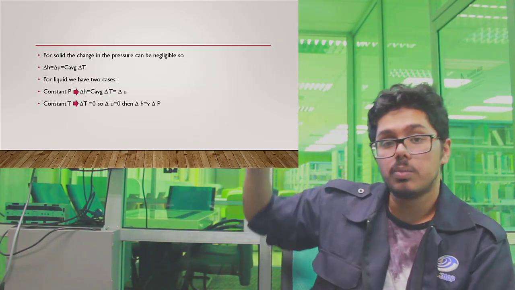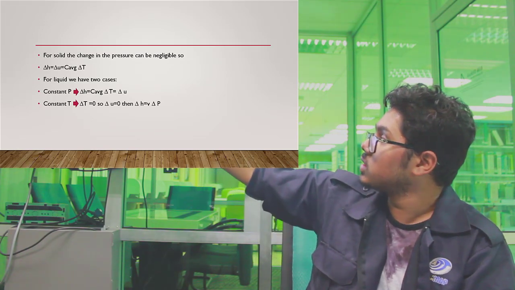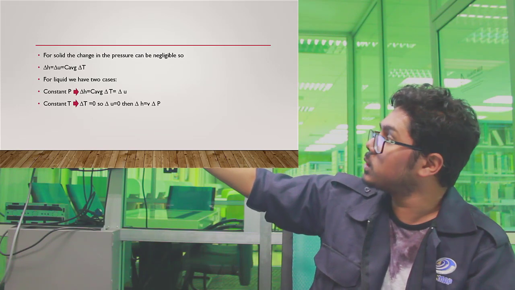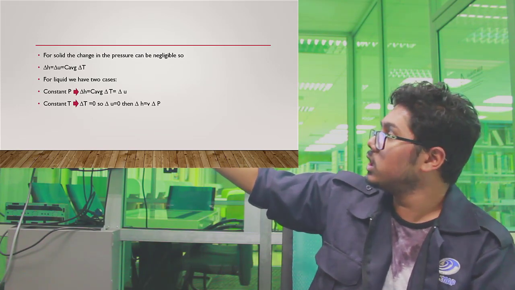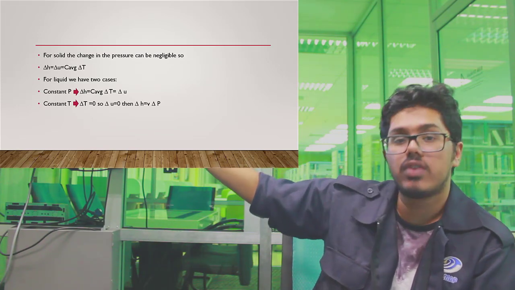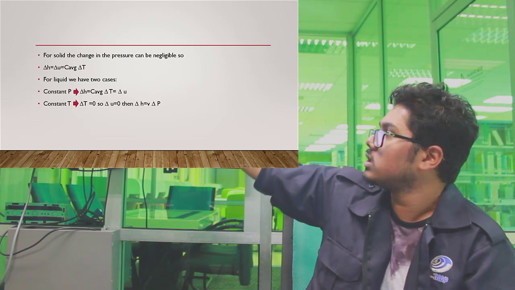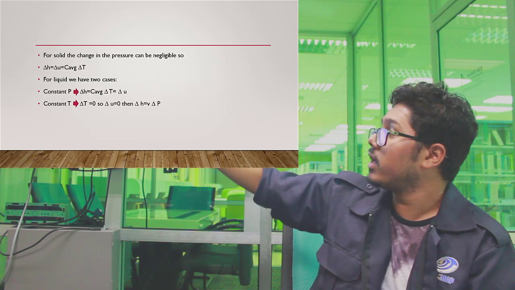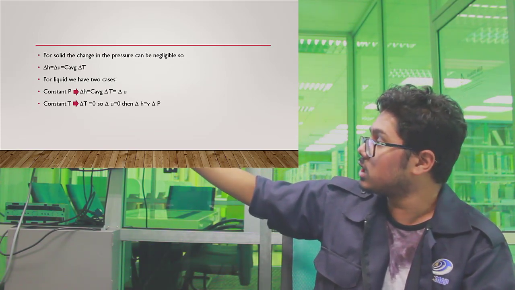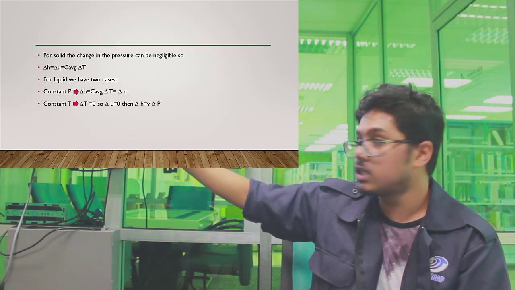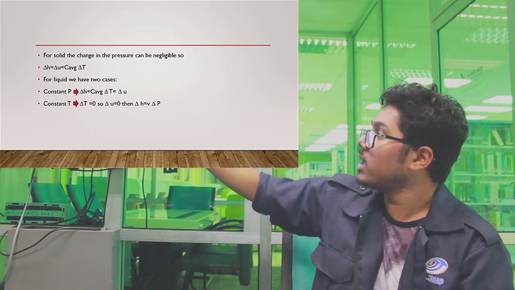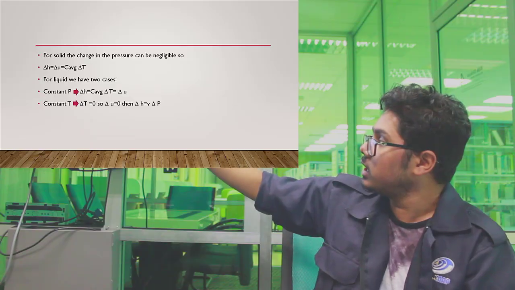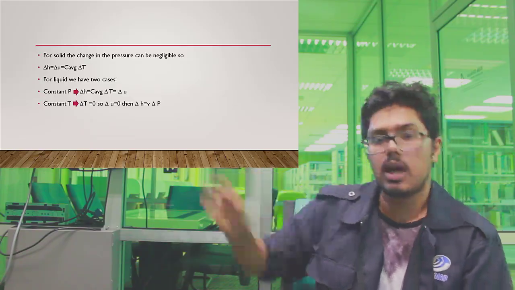For liquid, it will be a little bit different, because we have two cases. If our case was constant pressure, the delta H will equal delta U, so both of them will equal C average times delta T. But if our case was constant temperature, that means delta T equals 0, so delta U will be equal to 0, so delta H will equal V delta P.